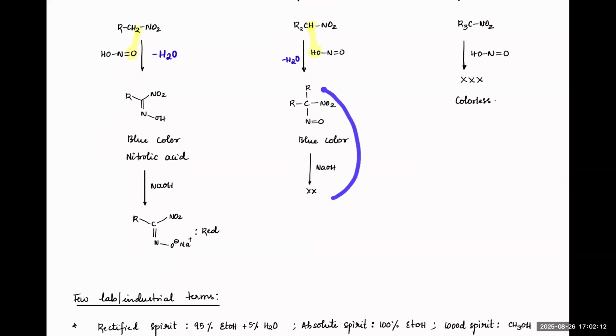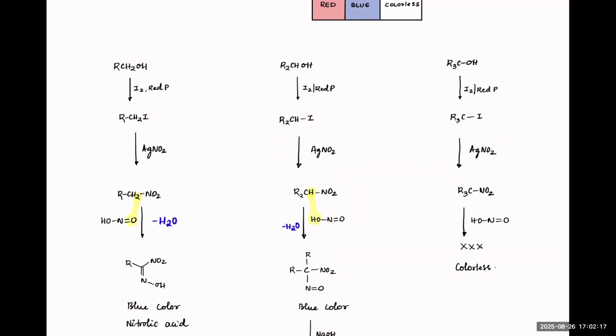Hence, this remains at a blue color form only. And lastly, if it is 3 degree, first iodide, then nitro will form, thereafter no reaction. So it will remain colorless.